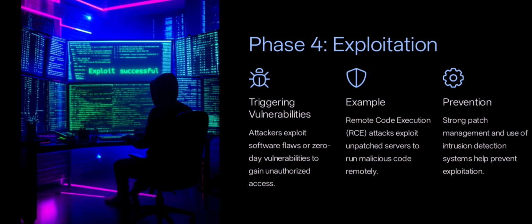5. Installation. Malware is installed to maintain a foothold. 6. Command and control (C2). The attacker establishes remote communication. 7. Actions on objectives. Data exfiltration, sabotage, or other goals are carried out. The exploitation phase is the execution step that allows the attacker to begin taking control. Without successful exploitation, the kill chain is effectively broken.